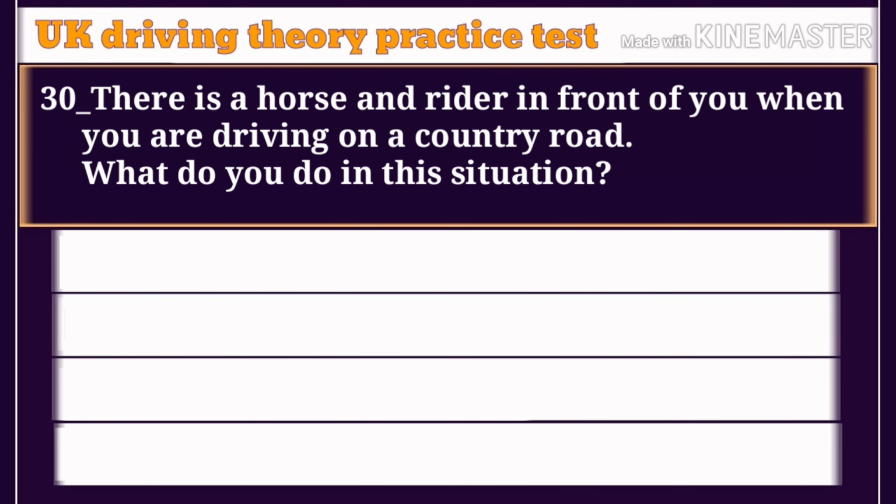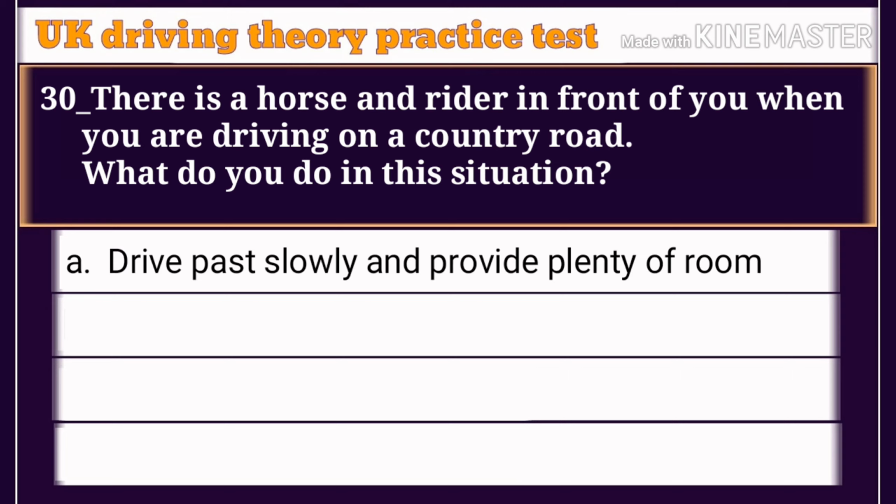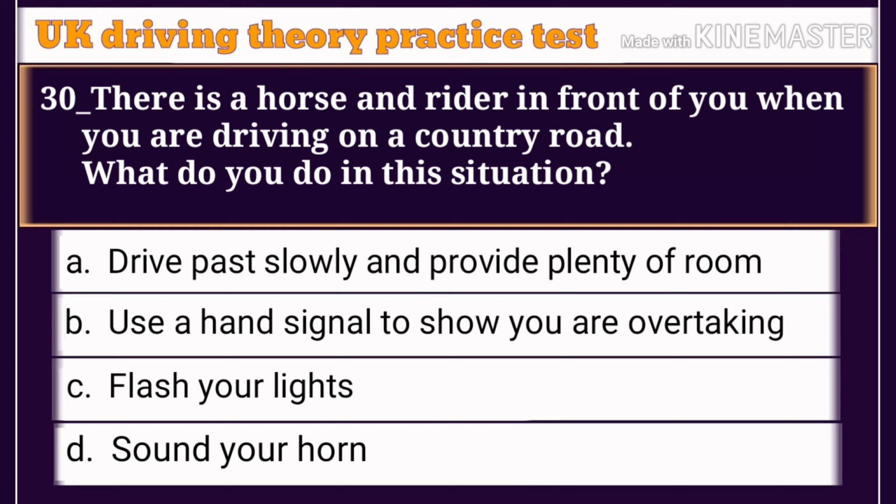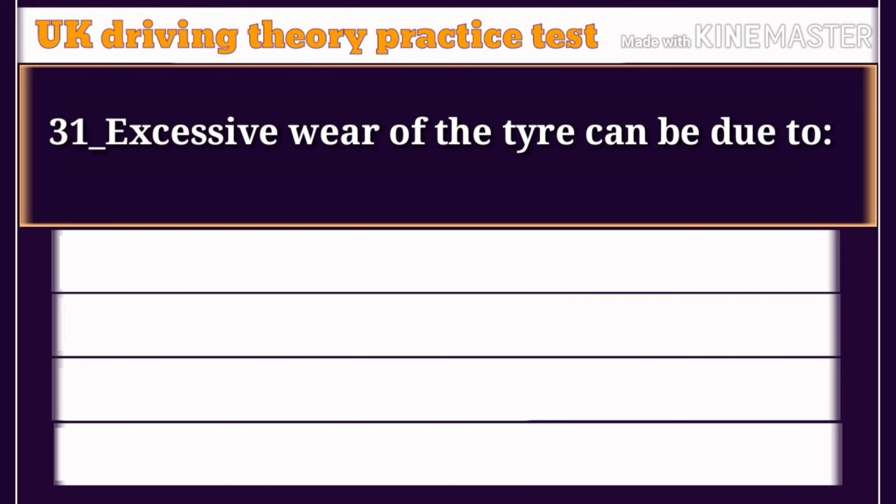Question 30. There is a horse and rider in front of you when you are driving on a country road. What do you do in this situation? A. Drive past slowly and provide plenty of room. B. Use a hand signal to show you are overtaking. C. Flash your lights. D. Sound your horn. The correct answer is A. Drive past slowly and provide plenty of room.